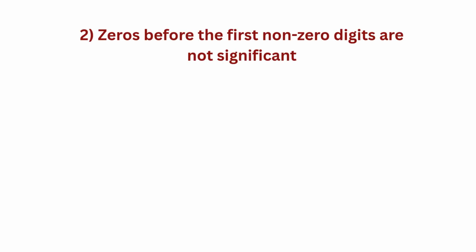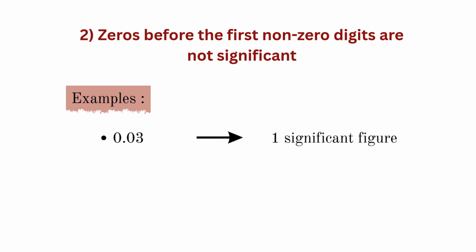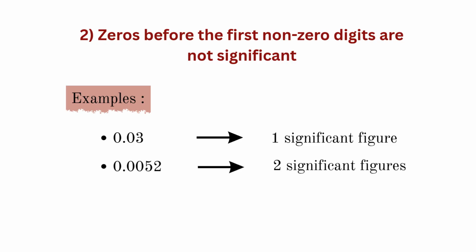Rule number 2. Zeros before the first non-zero digit are not significant. For example, in 0.03, there is only one significant figure. And in 0.0052, there are only two significant figures. So these zeros only indicate the position of the decimal point. They are not counted.